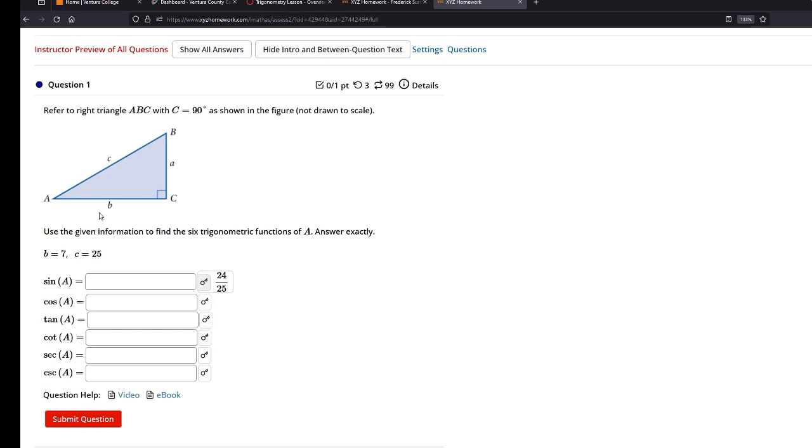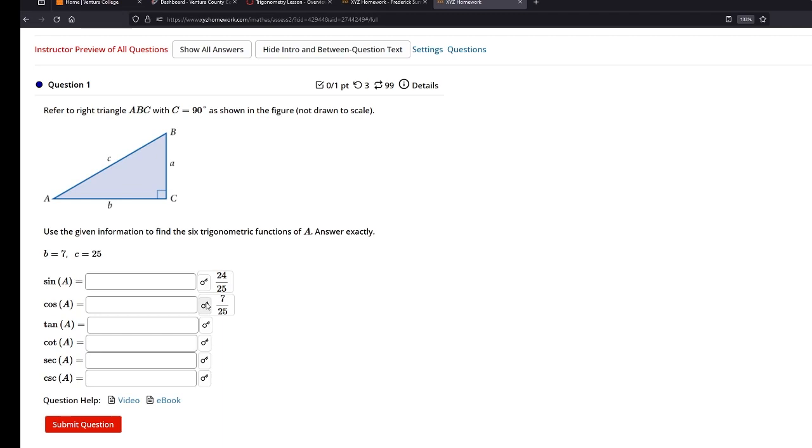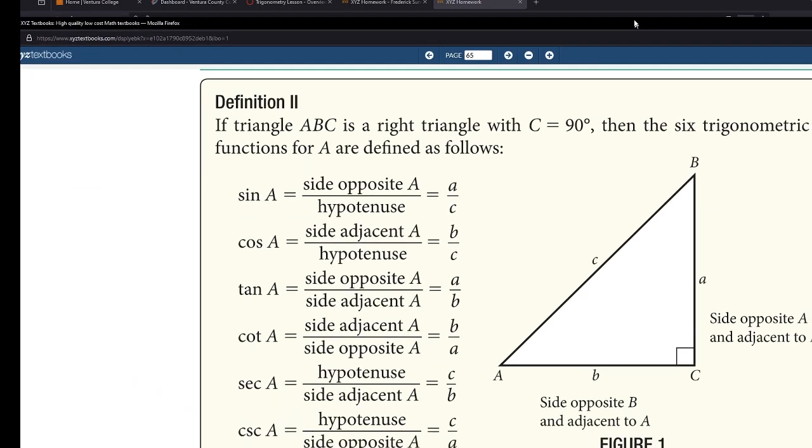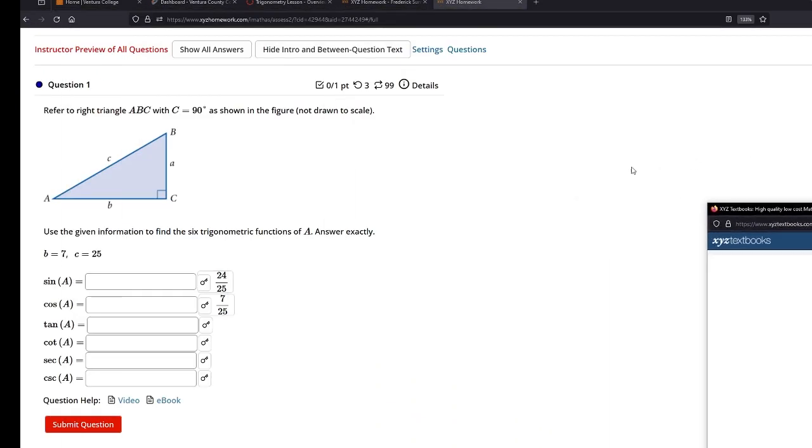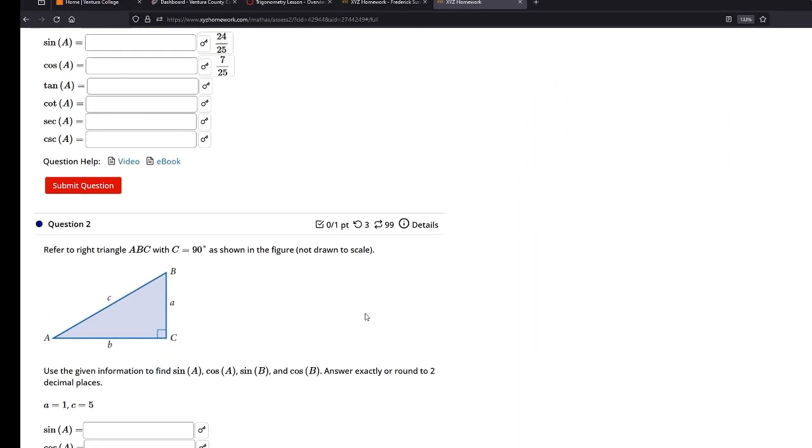By the same reasoning, the cosine of a will be 7, because b is 7 and c is 25. That's going to be 7/25. Right, so you're just using those definitions we had a minute ago, these ones right here. Opposite over hypotenuse, adjacent over hypotenuse, opposite over adjacent. And you're just putting them to work in these pictures. Okay, just like the problem we just looked at in the book.